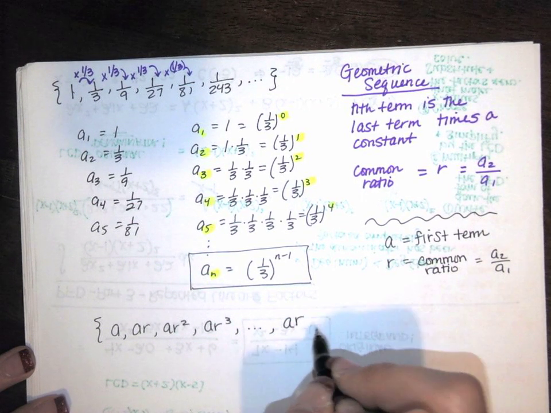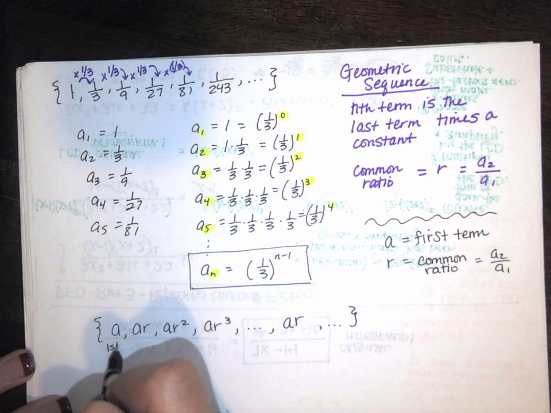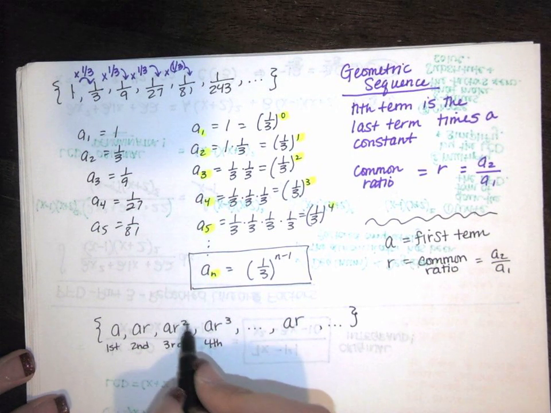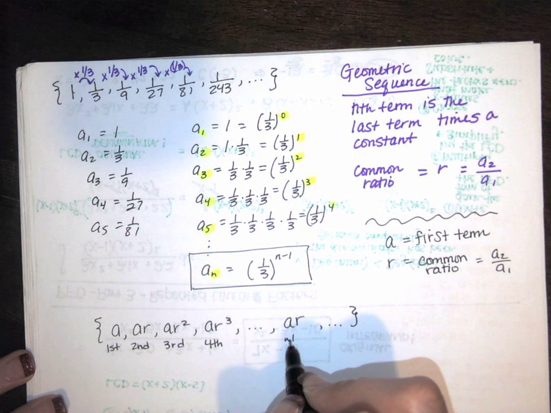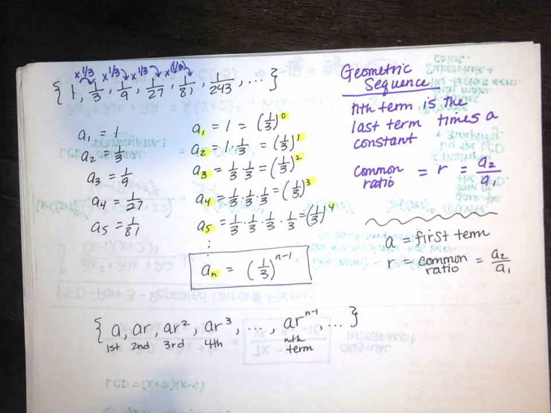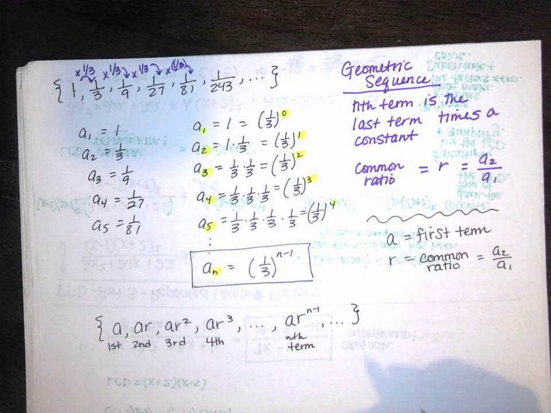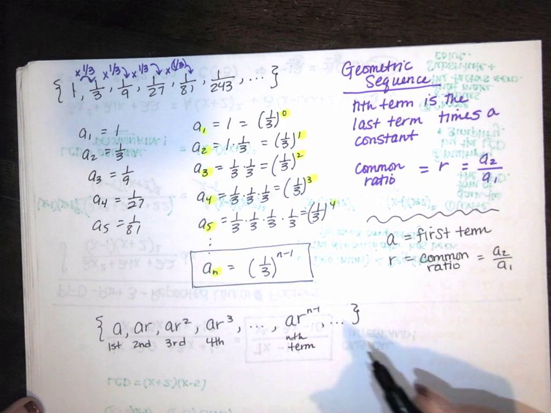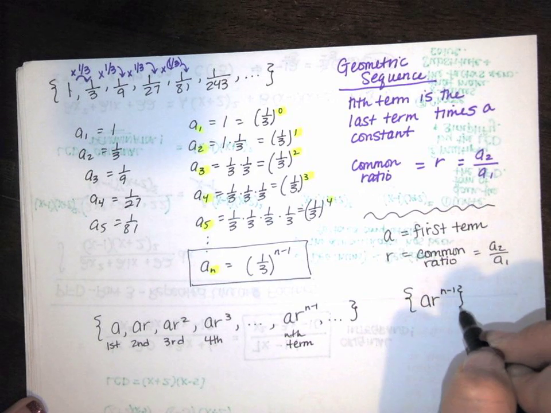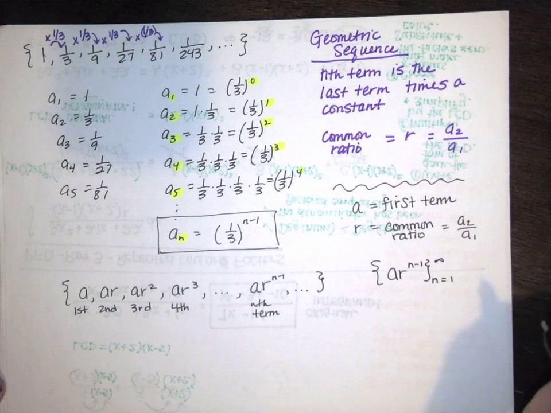The nth term. It's not ar to the n, although that's tempting. Because this was the first term, that's the second term, that's the third term, that's the fourth term. Notice on the third term that's a 2, fourth term that's a 3. It's the nth term. It's going to tend to be an n minus 1. This is provided that a is the first term, and we're starting our counting at n equals 1. So a geometric series, or excuse me, sequence, is a sequence that looks like this. A and r are constants. And this is starting at n equals 1 and going to infinity.